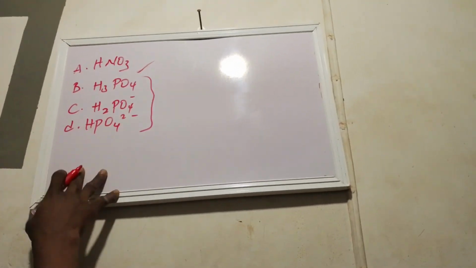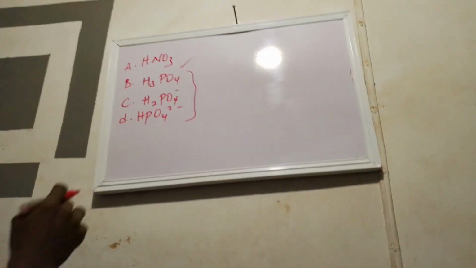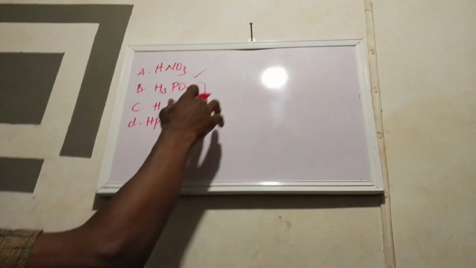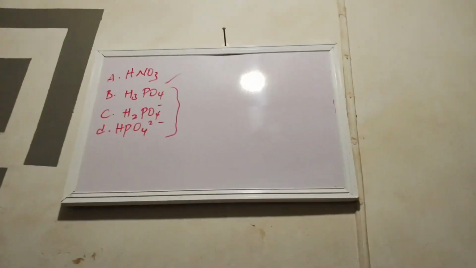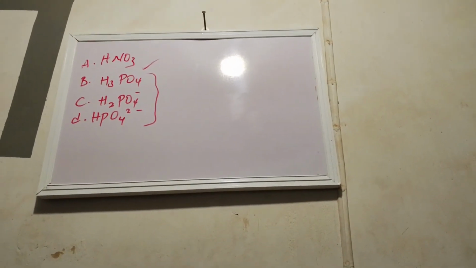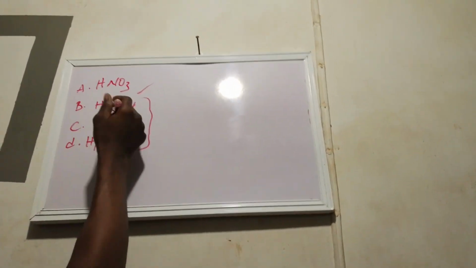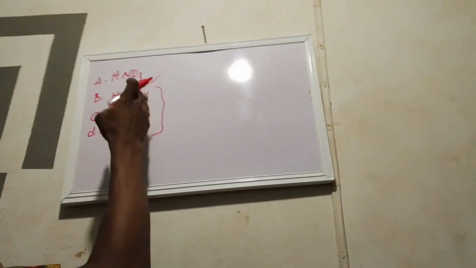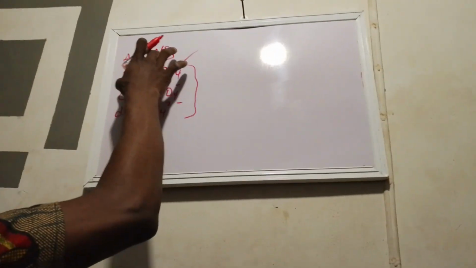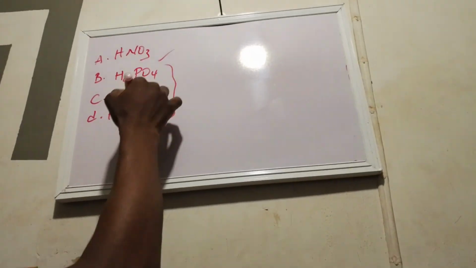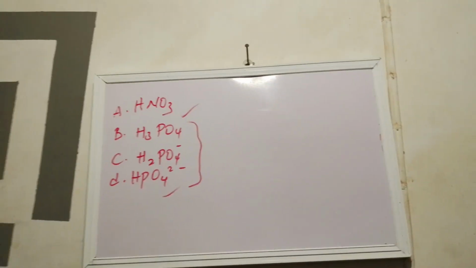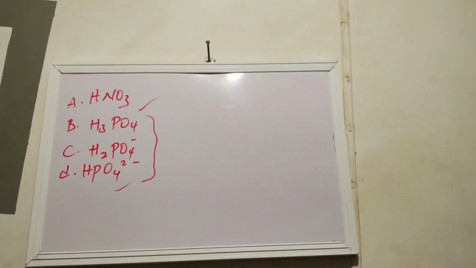Now, since we have three phosphoric acids, how do we determine the one that is the weakest? The one that is able to give the least hydrogen out would be the weakest. H3PO4 can give more hydrogen, so it is stronger than that.